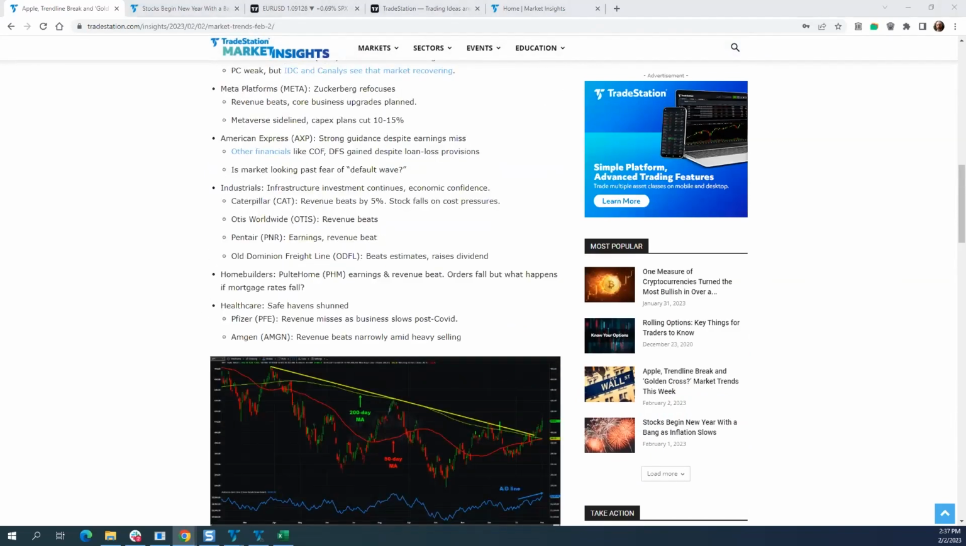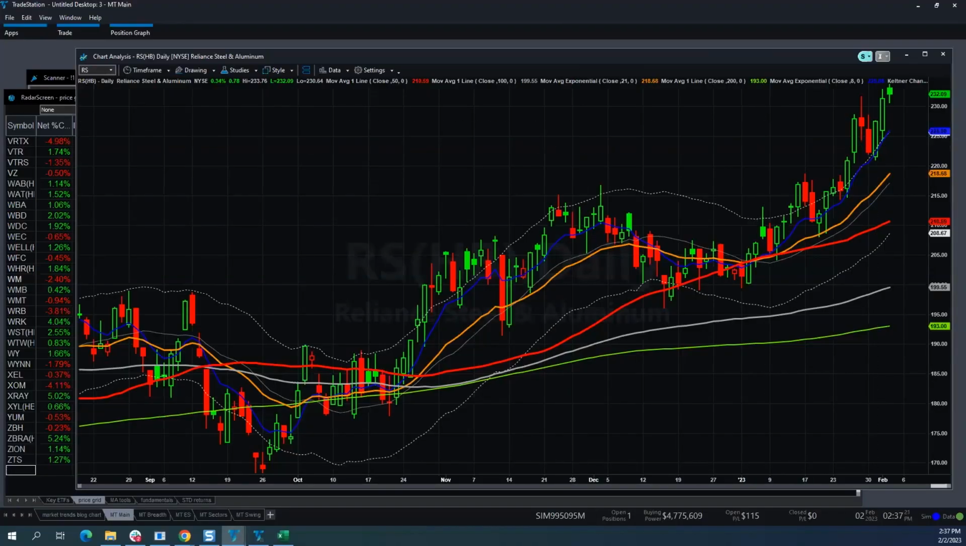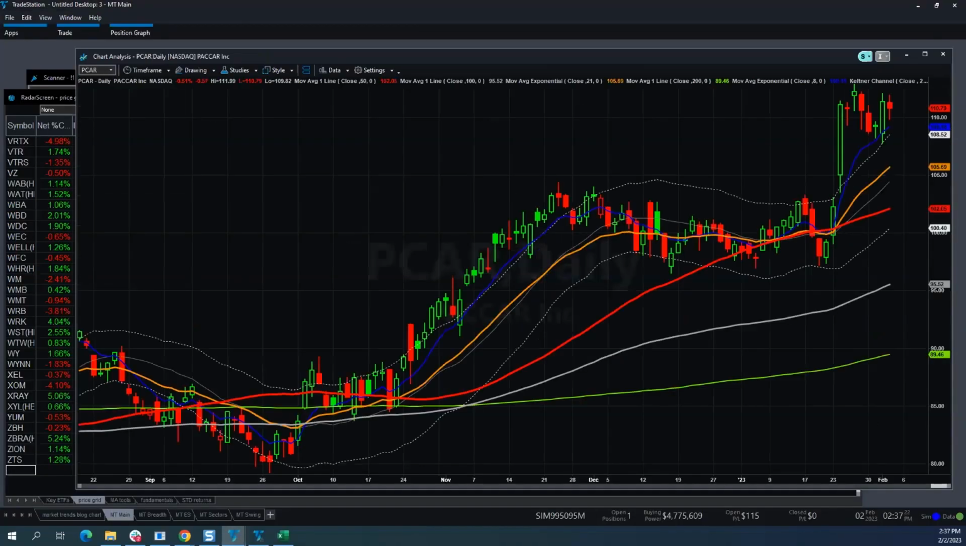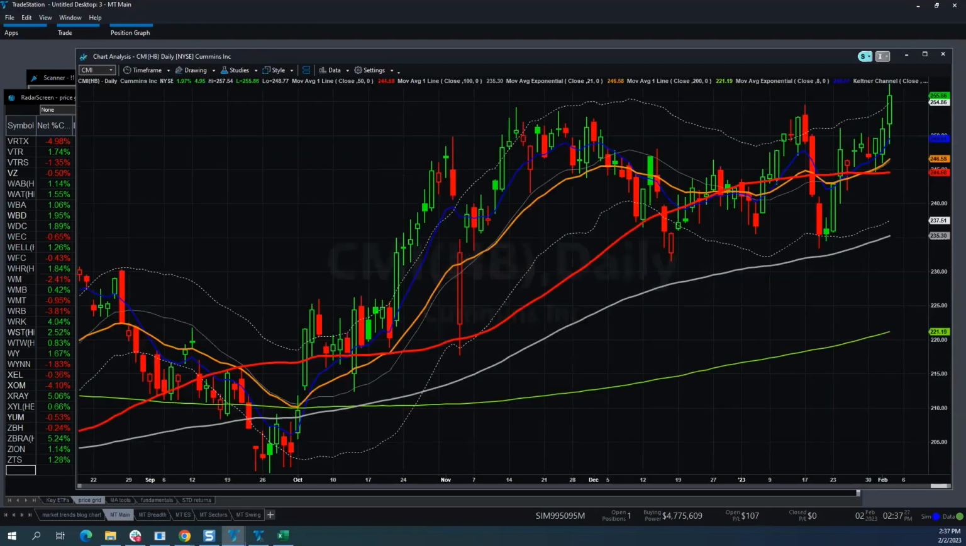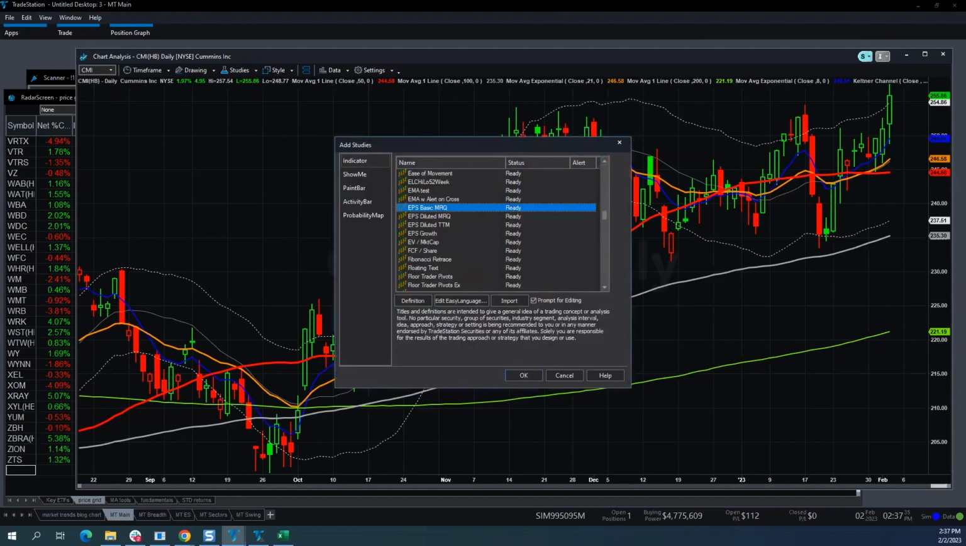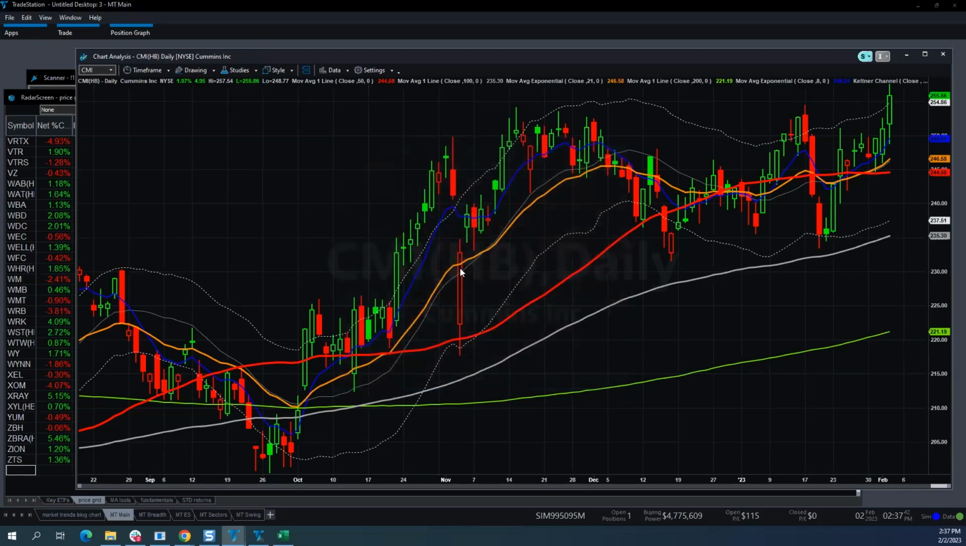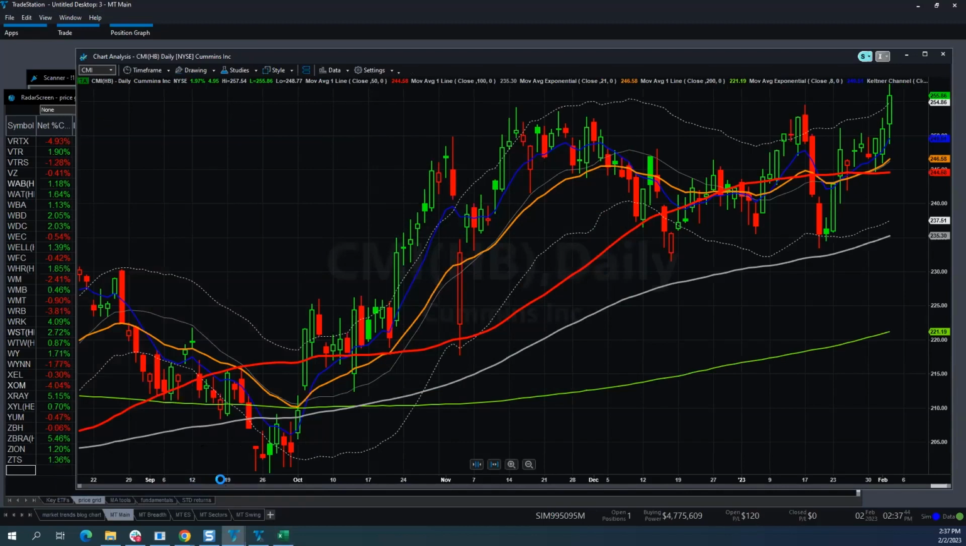Another thing I want to very quickly mention, looking at some of these other ones: PACCAR and CMI, which is another truck maker, report soon. In fact, I want to do something right here. If I go to MA Main, go to studies, add study, and go to EPS, actually it's called next earnings date. Next earnings date studies. I'm going to add it to the chart, so it's right there for me.